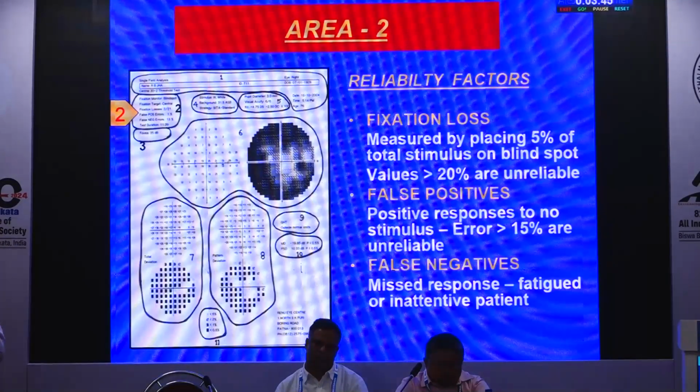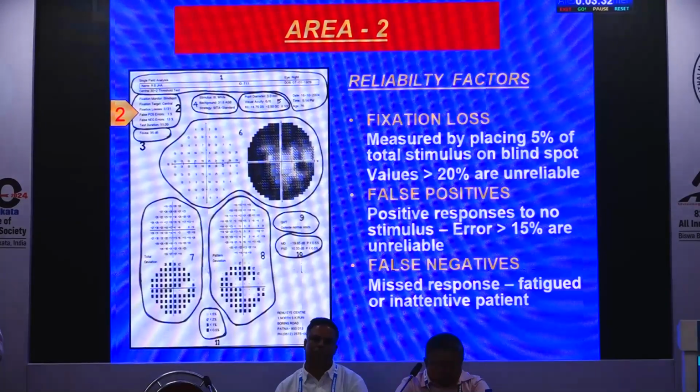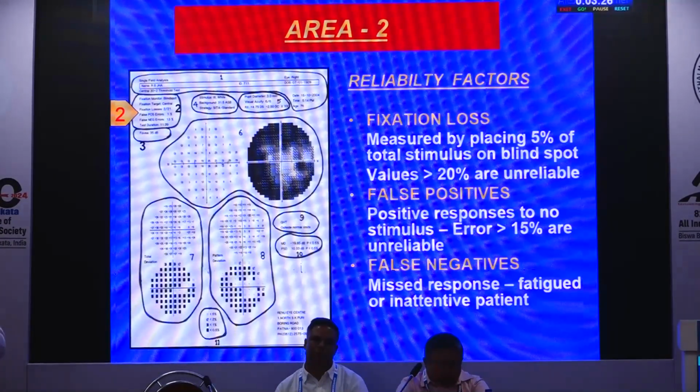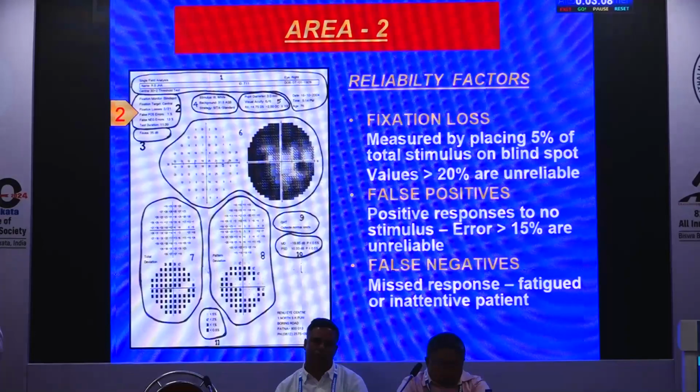The second area is the area of reliability factors, whether the patient is able to concentrate on the central point or not, is losing his fixation or not. So we have 3 points here. One is fixation loss, the second one is false positive, and the third one is false negative. What is a fixation loss? It is measured by the computer placing 5% of the total number of stimuli given to the blind spot. Any error which is more than 20%, we cannot take it, it has to be discarded. False positive means there has been no stimulus, still the patient has pressed the button, has a positive response, and anything which is above 15% is unreliable.